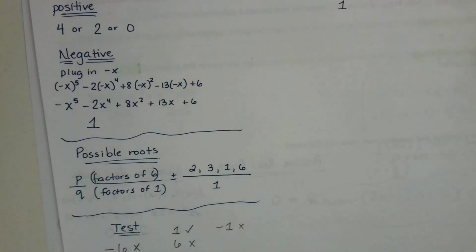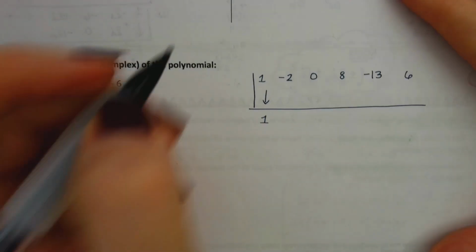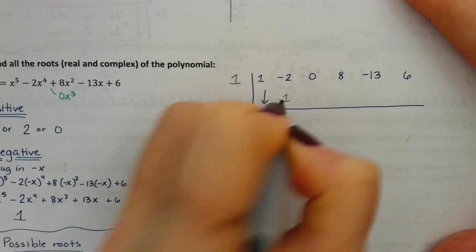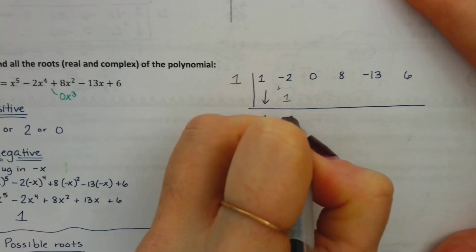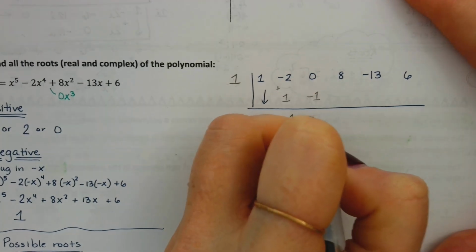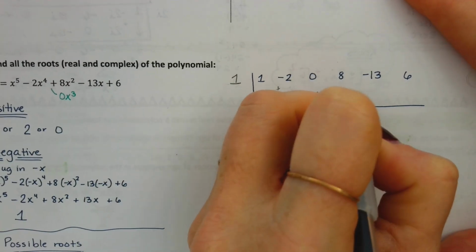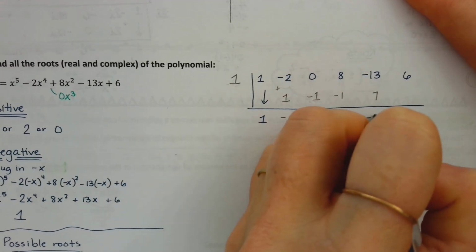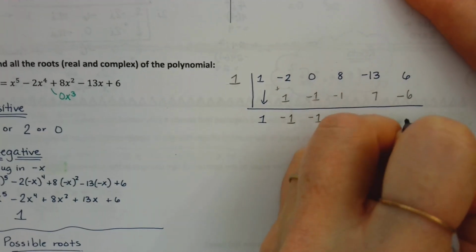Let's go ahead and take 1 out since we were told 1 works. I'm taking out the 1. 1 times 1 is 1. We're going to add and get negative 1. That would be -1. We're going to add and get -1 again. -1, add, get 7. 1 times 7 is 7. Add, get -6. -6, 0.